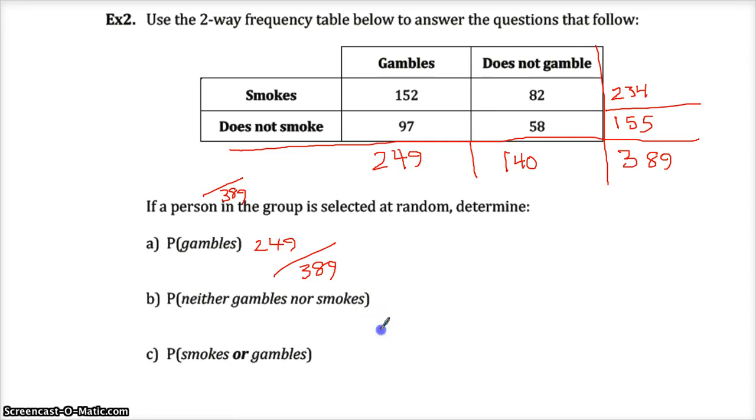All right, neither gambles nor smokes. Does not gamble, does not smoke is, again, we're talking about out of everyone, 389. Anyway, that group is the 58. And smokes or gambles. Okay, we haven't technically talked about how to do or yet, but let's look. Smokes would be all of these people, or gambles would be all of these. Let me get the highlighter out. Smokes is all of these, gambles is all of those. We only want to count the people who are in green, but we don't want to count them twice. So if I add up those 3 numbers, 152 plus 82 plus 97, I get 331.